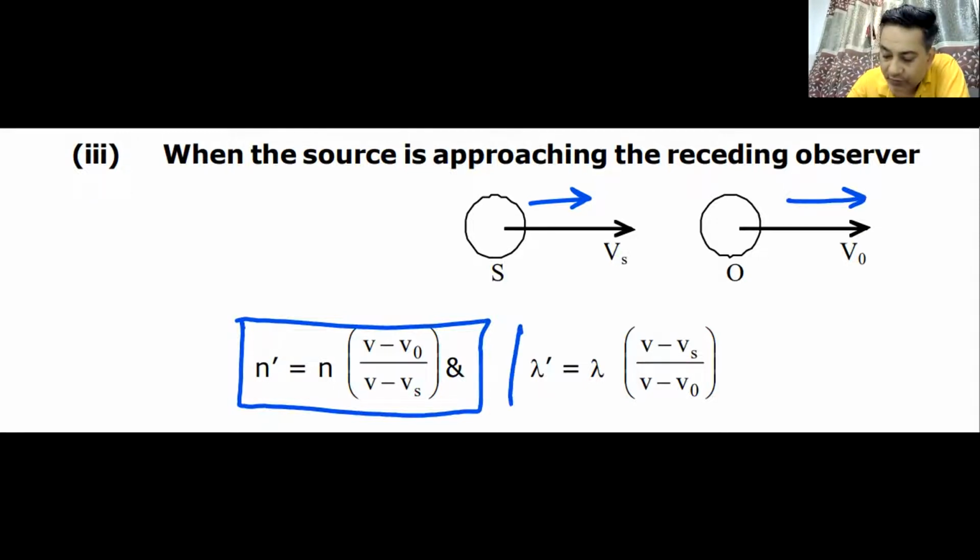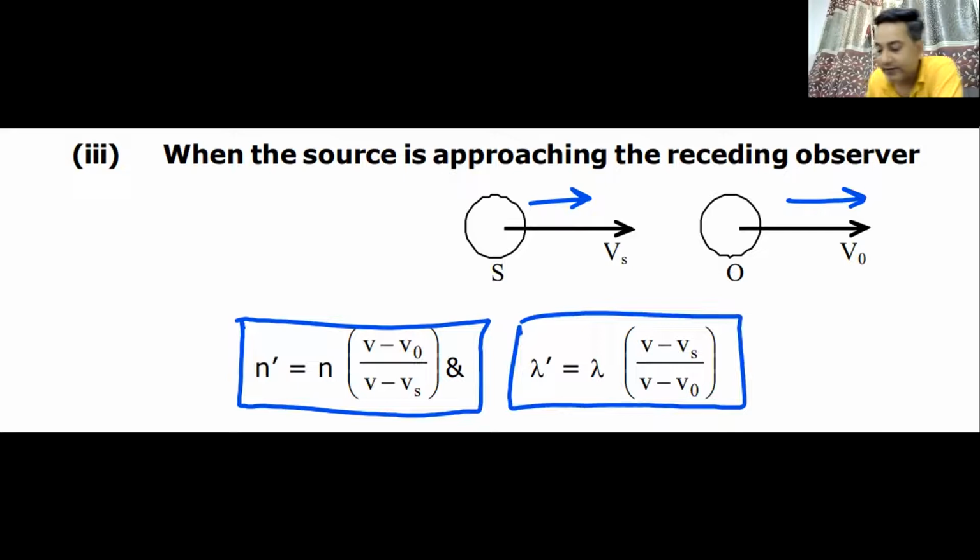The formula for frequency and the formula for wavelength are correct here. In the formula of frequency, V minus Vs goes in the denominator and V minus V naught comes in the numerator. Do we understand this?